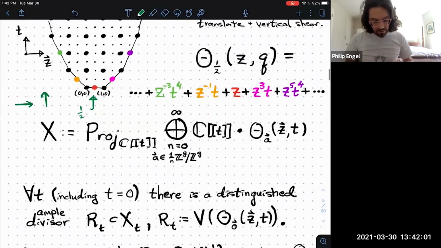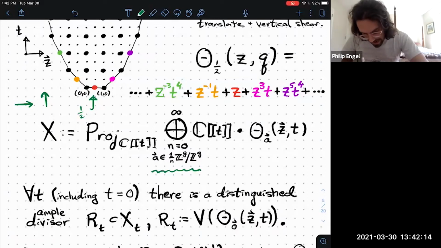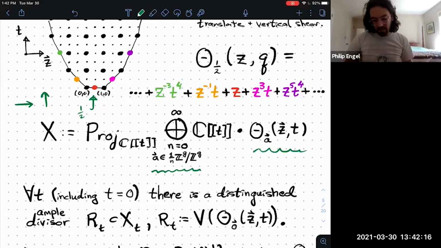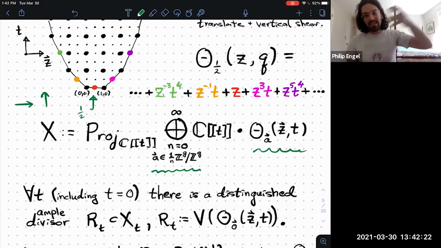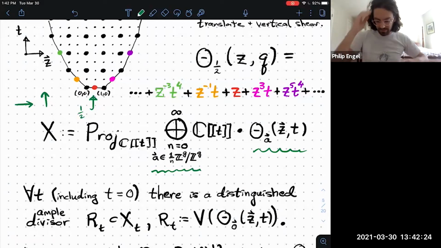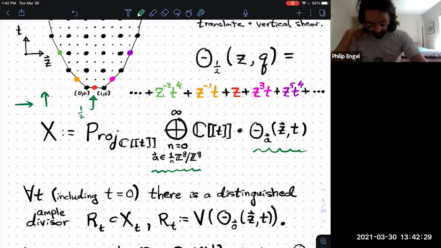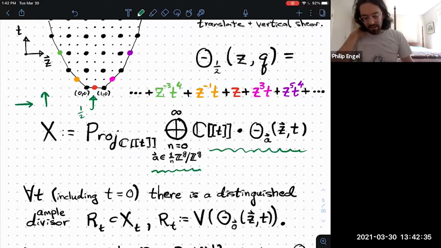But I can do this in general for any torsion point of order n in R to the g mod Z to the g. Let me call that some vector a, and I have this theta a of z, tau, where I take the orbit of the point a under this Z to the g action, and I sum all the monomials. This is a theta function, and I can take the ring over C double bracket t generated, or the monomial, sorry, not the ring, the monoid. What do I mean?